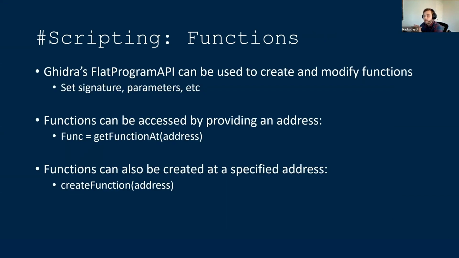And so with the flat program API, not only can we manipulate and modify instructions and data, we can also take a look at functions. So we can look at the function signature, we can look at the parameters, things like that. So let's say you wanted to clean up the function prototype or the function parameters, and you knew that something was consistently being calculated improperly. You could write a script to clean that up by manipulating and modifying those functions. And again, you can get one simply by using getFunctionAt address. There's also createFunction.